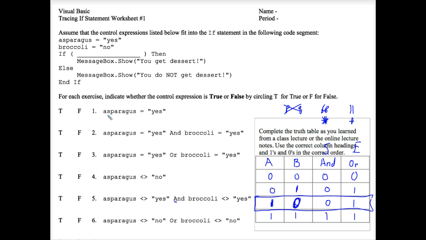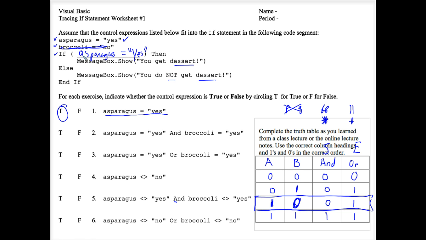And number 1, you're supposed to just think of this as being written in here. And you're now evaluating the code to tell me whether message box dessert or message box not dessert pops up. So somebody tell me, is asparagus true or false? Is asparagus equal to yes after you get to this third line of code here when evaluating this code segment? Correct, Matthew. True. The answer is true. Because asparagus equals yes has already been made a fact. And broccoli has nothing to do with question number 1.